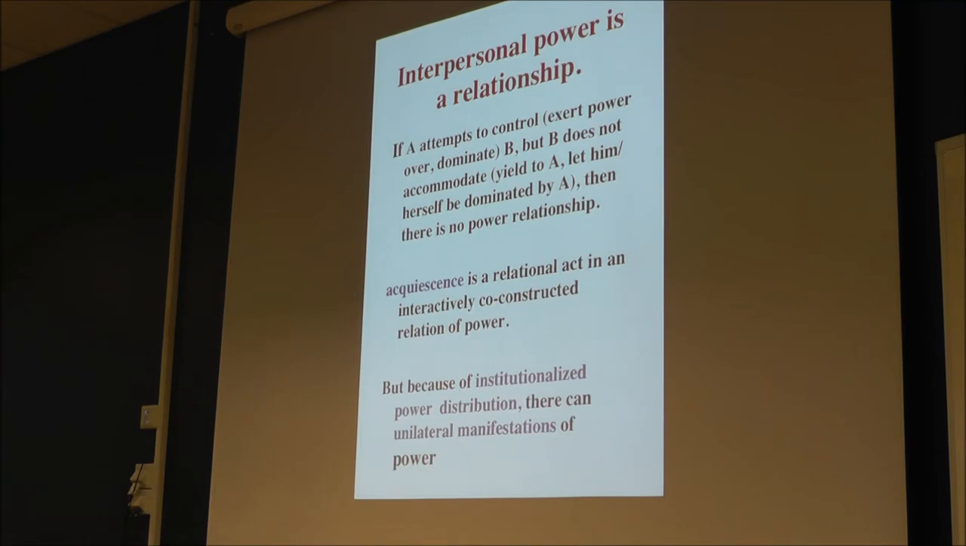Okay. Now, one important thing, which I've already mentioned in the answer to your question, is that interpersonal power is a relationship. If A attempts to control, exert power over, or dominate B, and B does not accommodate, yield to A, let him or herself be dominated by A, then there's no power relationship. So if I say, stand up or I shoot you, and you refuse, I have no power over you, right? I shoot you, I do, but I didn't have any power. Right? So you have to go along. If you don't go along, there's no power. So acquiescence, which means to go along with power, is a relational act in an interactively co-constructed relation of power. So it takes two to tango. It takes two to have power as well.